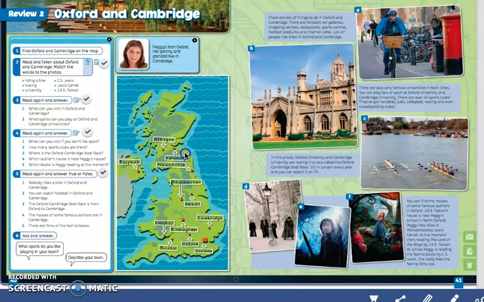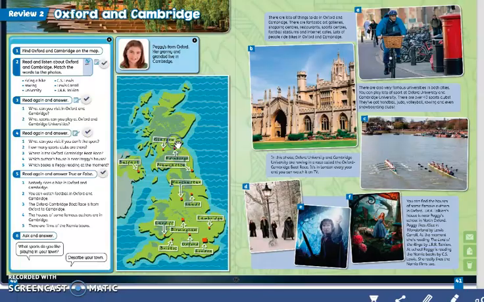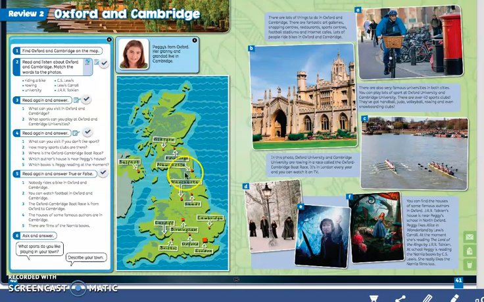Please, I want you to focus here on the map of United Kingdom. Remember that United Kingdom is the name of the country. It's not England. England is like a province or something like that. So focus on the map of United Kingdom, and can you find Oxford and Cambridge? Oxford is here and Cambridge is here.